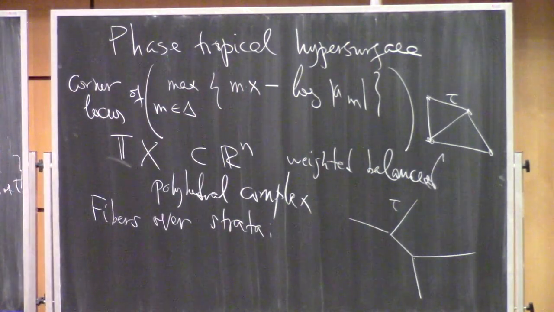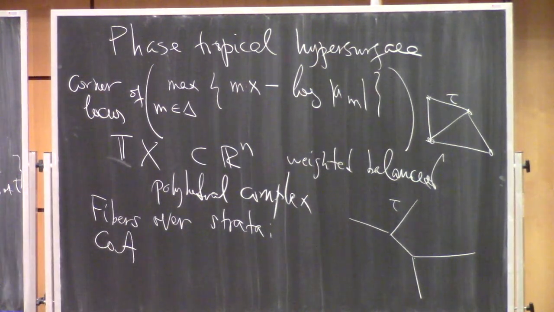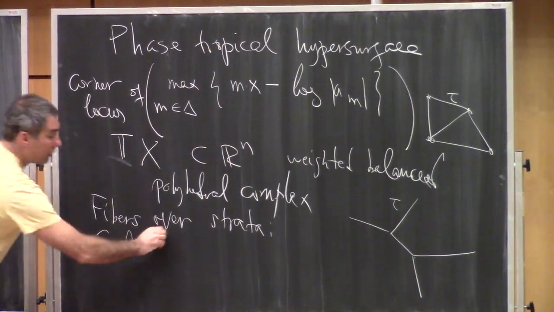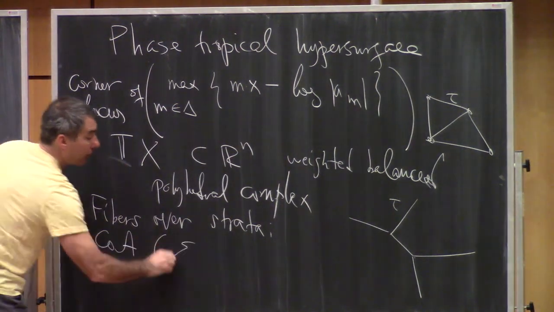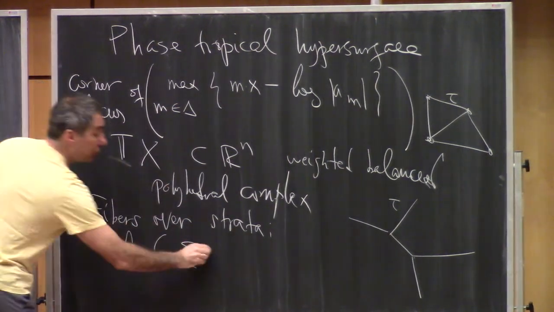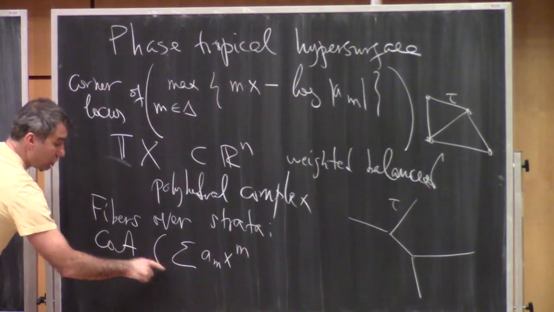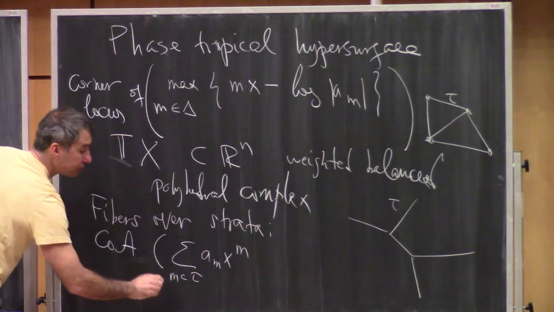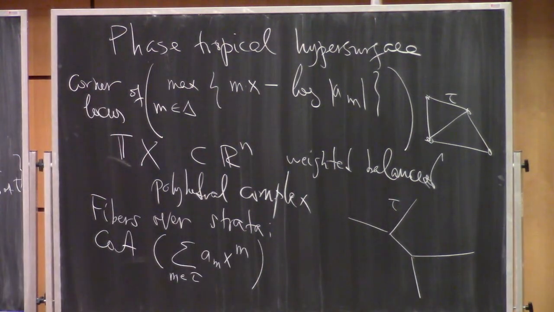So what lives over this stratum? They're co-amoebas. So these are amoebas, these are co-amoebas. What are the co-amoebas? I'll tell you in a second. But the co-amoebas of the following hypersurface. So you only take from this sum the monomials which are vertices of this tau. So m in tau. I'll give an example in a second.